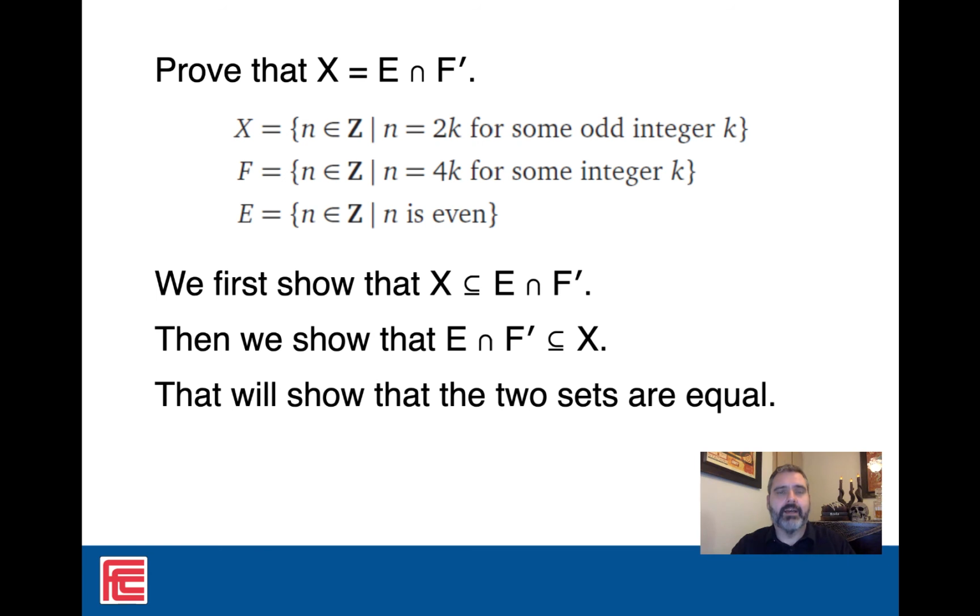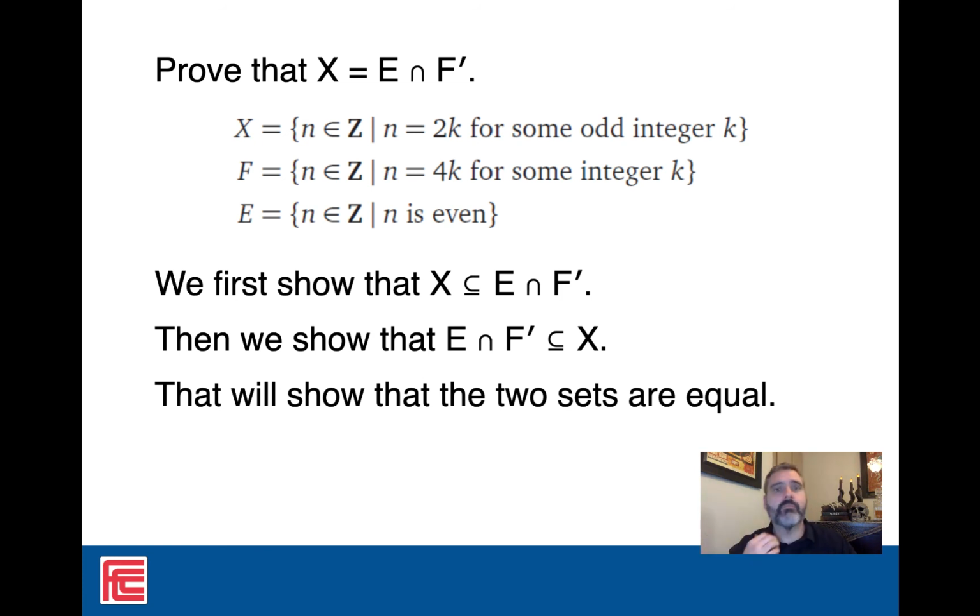F is the set where n equals 4k for some integer k. Now you probably notice that 4, why are we choosing 4? Well, it's because you can pull a 2 out of it, and we'll see why that's... If you're intuitively thinking, oh yeah, I kind of see how this is working, you're right.